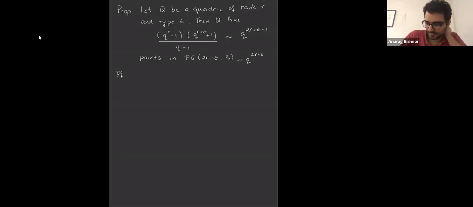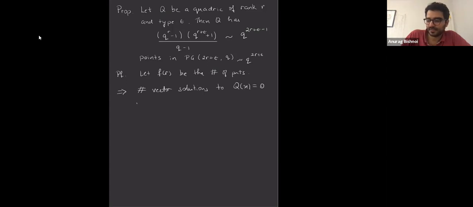Okay, so how do we go about this? Well, let f of r be the number of points. These are the projective points, so these are the non-zero one-dimensional subspaces where Q vanishes. And then this implies that the number of vector solutions to this equation is q minus 1 multiplied by f of r plus 1, because every projective point corresponds to these many non-zero vectors, and then the all zero vector is also a solution.